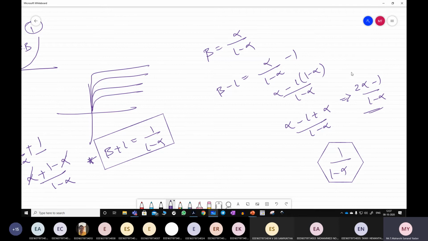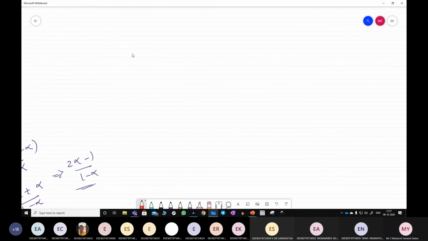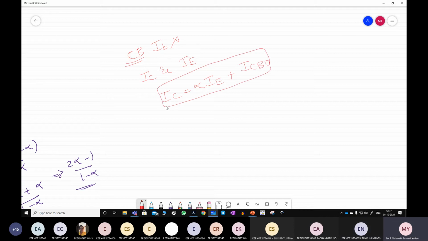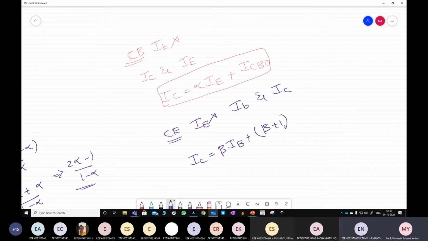And what is the end answer that we got for common emitter? For common base configuration, there should not be any base current. So the relation will be in terms of IC and IE. So IC is equal to alpha IE plus ICB naught. This is the relation which I got for common base. Now for common emitter, IB and IC should be there. Now you tell me, IC is equal to beta IB plus beta IB ICB naught. Correct?